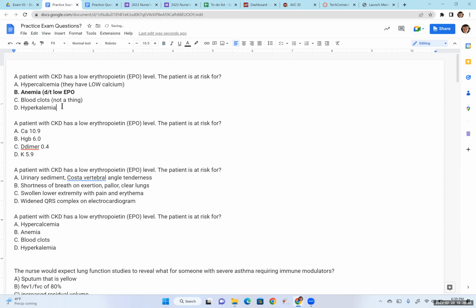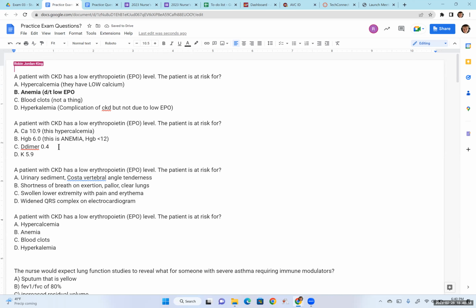And what about hyperkalemia? That's a complication of CKD, but not due to low EPO. It's the same question. It just offers, do you know your labs, right? So calcium, this is hypercalcemia, right? And this is anemia, right? Hemoglobin less than what? Usually I think 12-ish is defined as anemia.